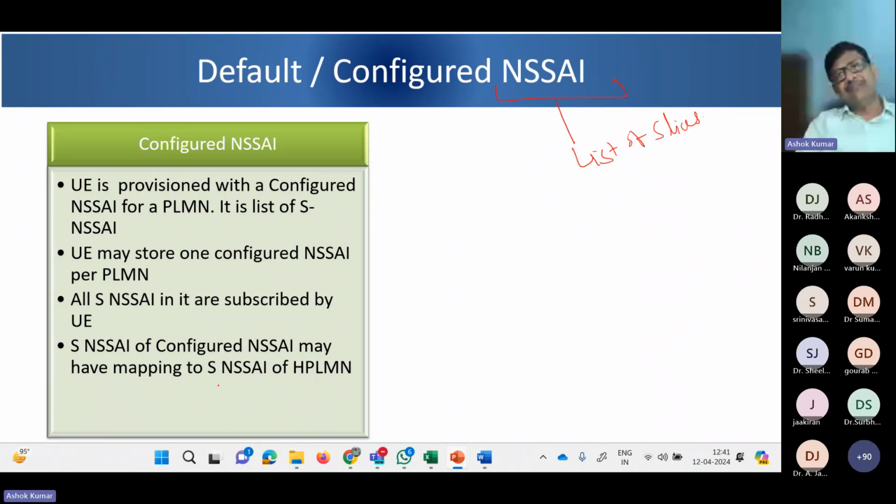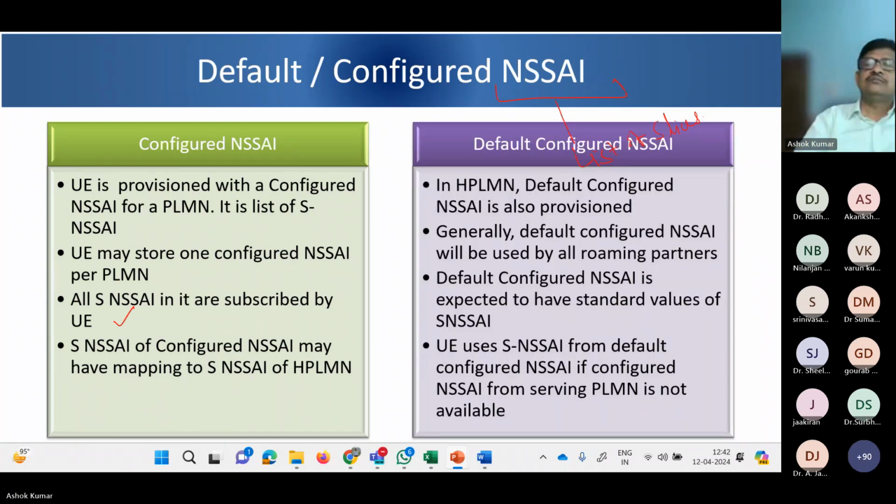So per PLMN, these configured slices would be there. Suppose a UE is able to work in more than one PLMN, maybe in Jio, maybe in Airtel. Then for each of these PLMNs, you have a configured number of slices. That means the UE has subscribed to these slices.